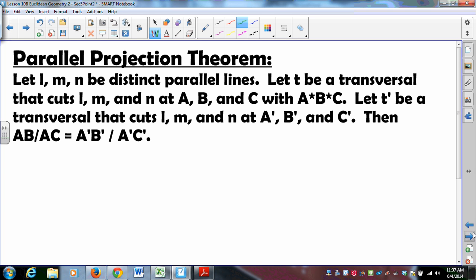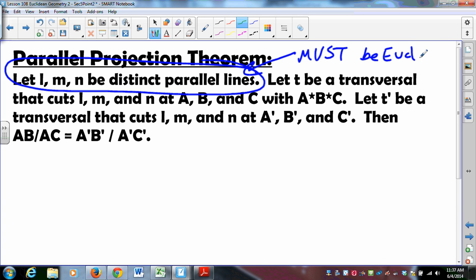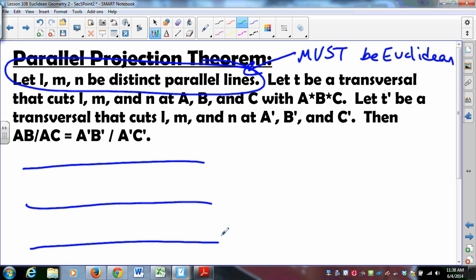Let L, M, and N be distinct parallel lines. By the way, as soon as we say something like this, we must be Euclidean. Because as we talked about in a previous video clip, if you don't have the Euclidean parallel postulate, then you cannot say L is parallel to M is parallel to N. You don't have that. So the theorem goes something like this. I've got L parallel to M parallel to N.